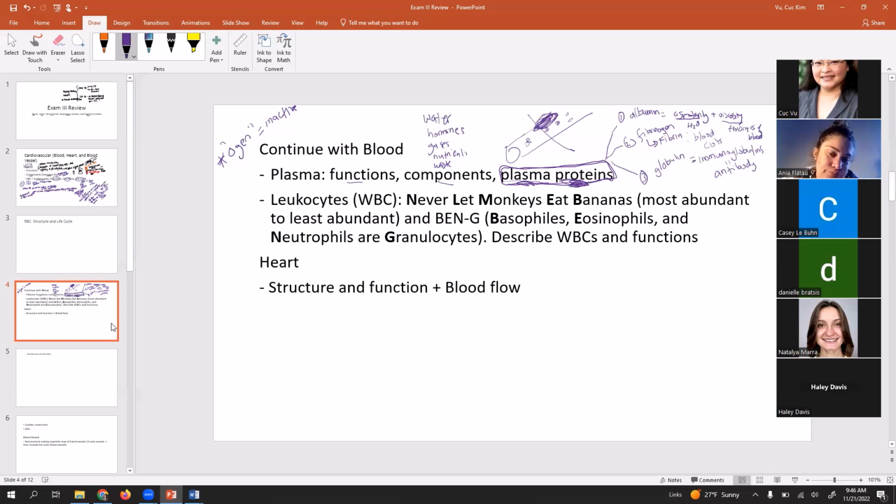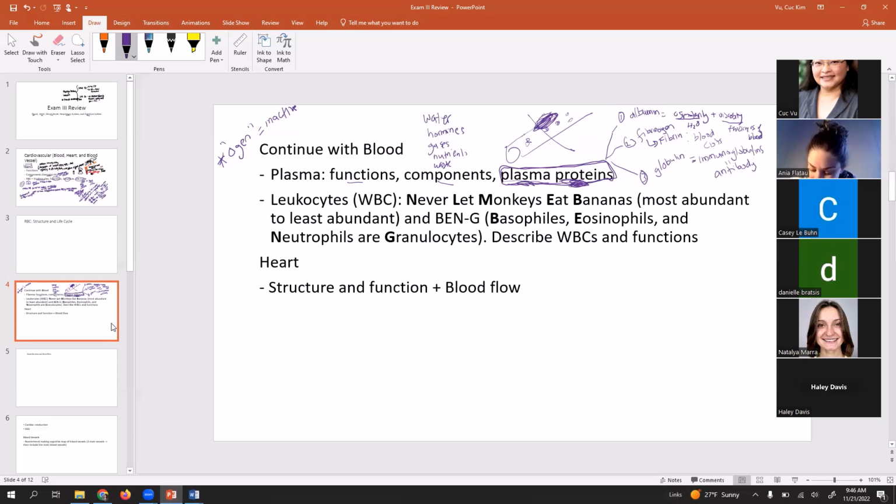So that's kind of plasma in a few minutes. We'll spend more time getting more of the details, but I'm just giving you the big picture. Then we're going to move on to leukocytes. A nice mnemonic to remember is never let monkeys eat bananas. It's great because it allows you to remember them from most abundant to least abundant.